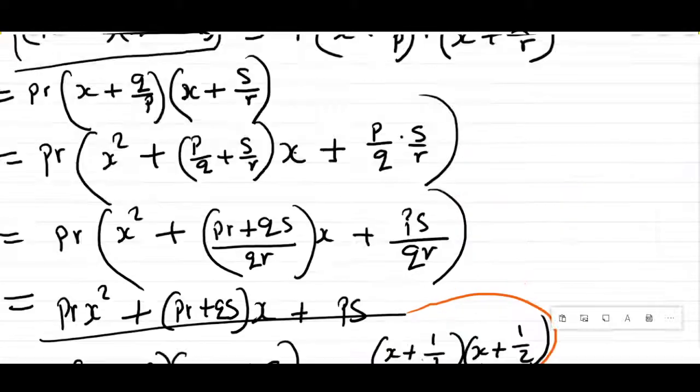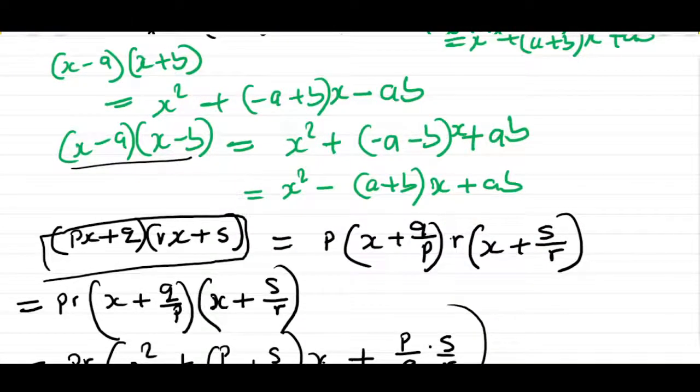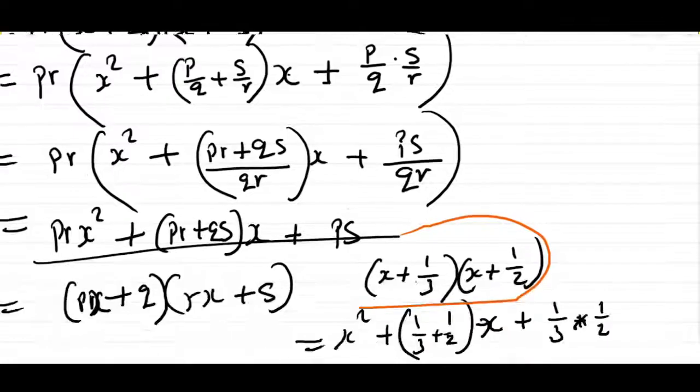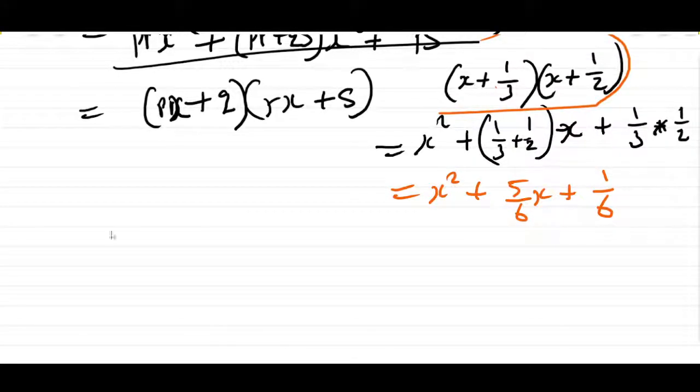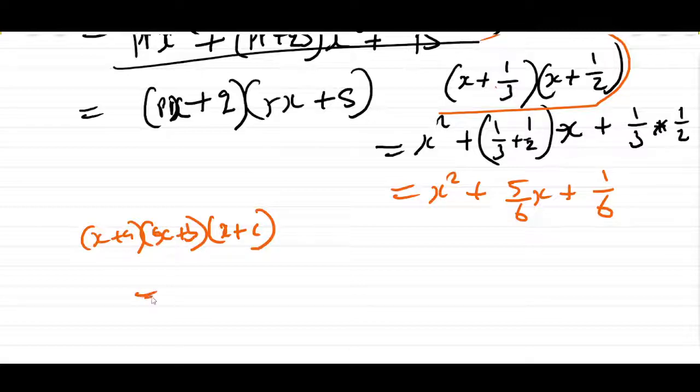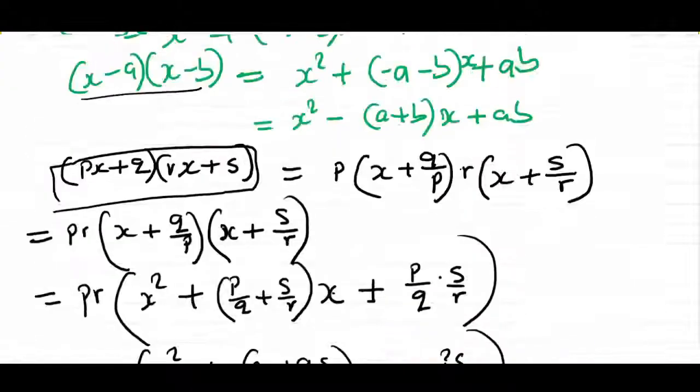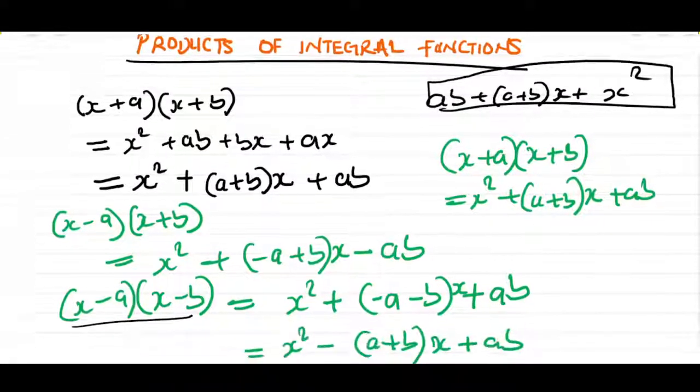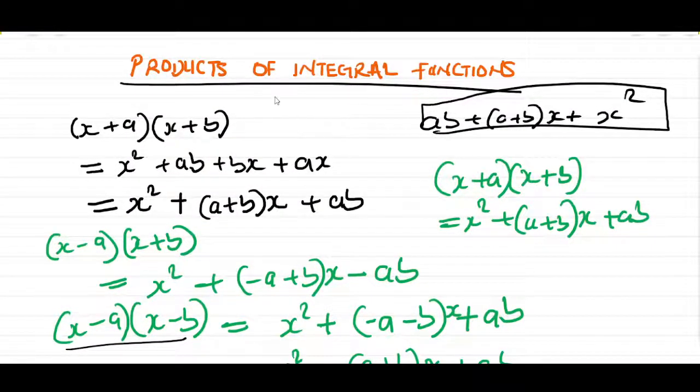So I've discovered a very useful formula in this section. This is for the two-variable case. In the next video, we'll look at the three-variable case, whereby we'll be having x plus a, x plus b, and x plus c. Let's see if there's a neat formula involving anything like this for the next video. That's what we're going to examine. For this case, we only considered the product of integral functions where we have two factors.